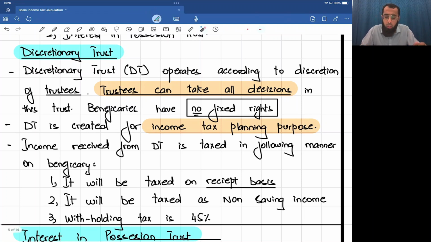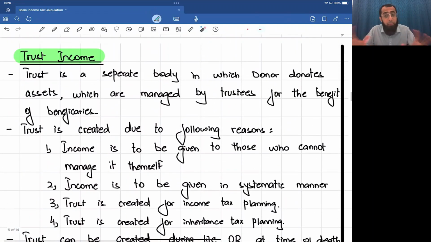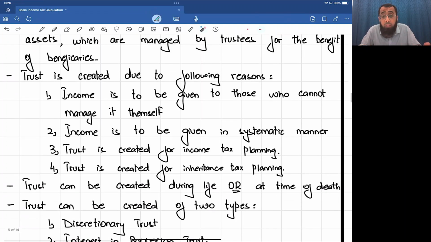Just listen to me. What is a trust? Trust is a separate entity, a separate body in which the donor is giving the assets. Those assets are managed by the trustees and its income is given to the beneficiaries. Why are we creating trust? Because we want to give income to someone who cannot manage that activity himself. We want to create some system or structure of income distribution. We want to do some income tax planning by adjusting the beneficiaries. We want to do some inheritance tax planning.